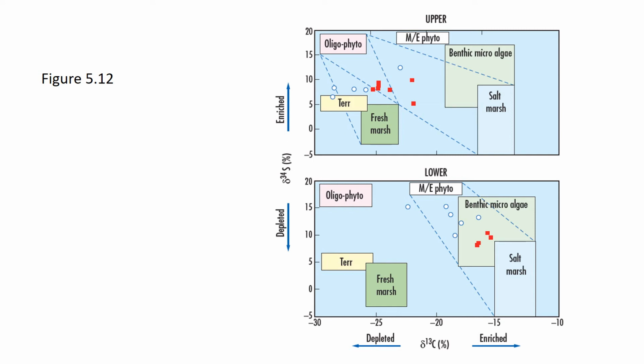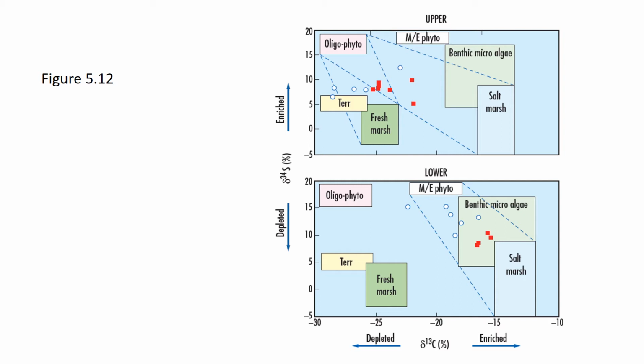So this is an explanation of figure 5.12. And what we have here is a diagram showing the stable isotope ratios that are associated with plant material from different sources. So for example, we have terrestrial plants in the yellow box towards the left hand side of the diagram.